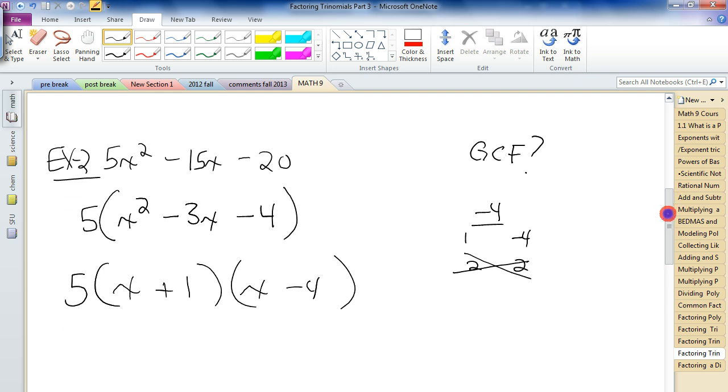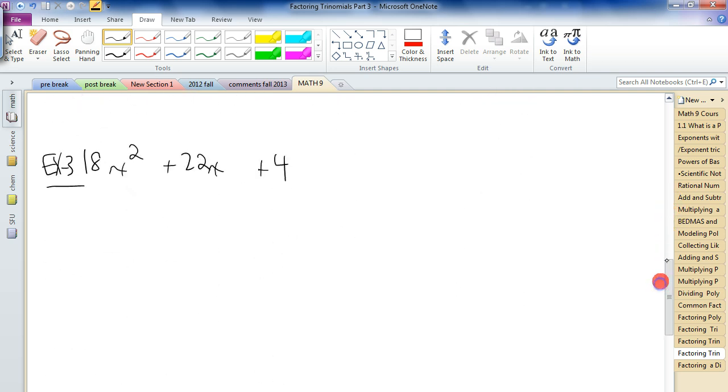So, how about this? Is there a GCF here? Yes, there is. Wow, we're on a roll with these GCFs. First, we didn't have any of them. Now we do. Okay, so what's the GCF between 18, 22, and 4?